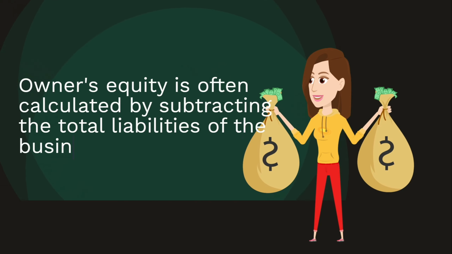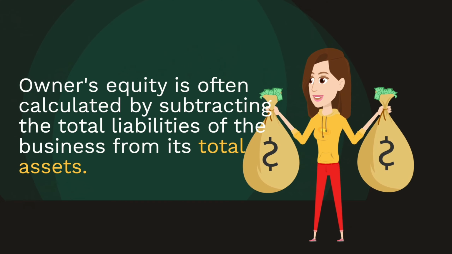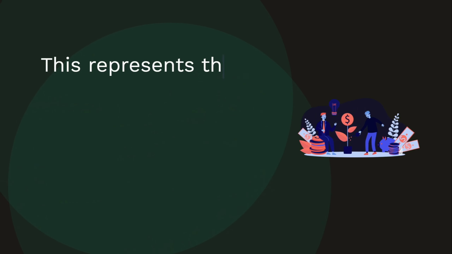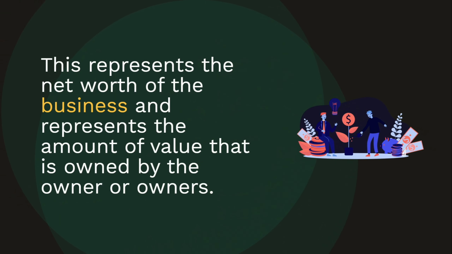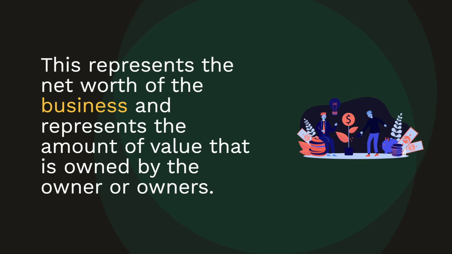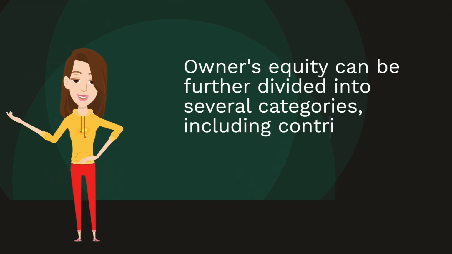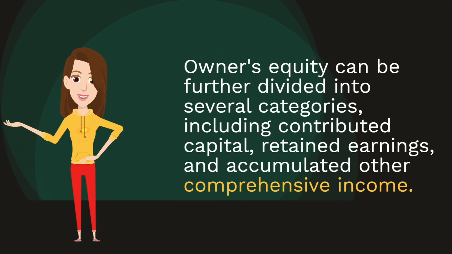Owner's equity is often calculated by subtracting the total liabilities of the business from its total assets. This represents the net worth of the business and represents the amount of value that is owned by the owner or owners. Owner's equity can be further divided into several categories, including contributed capital, retained earnings, and accumulated other comprehensive income.